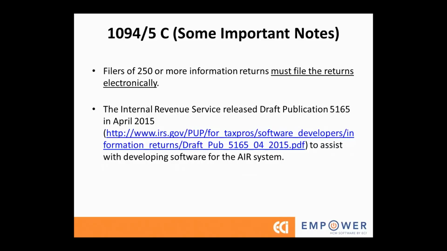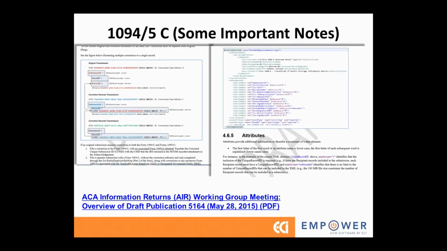An important point for those of you that are large employers on the phone. So filers of 250 or more, and the law specifically states information returns. So what that means, if you count up your 1095-Cs, now remember, it's not W-2s, it's your 1095-Cs. It could be a different number. And this is on a per EIN basis.